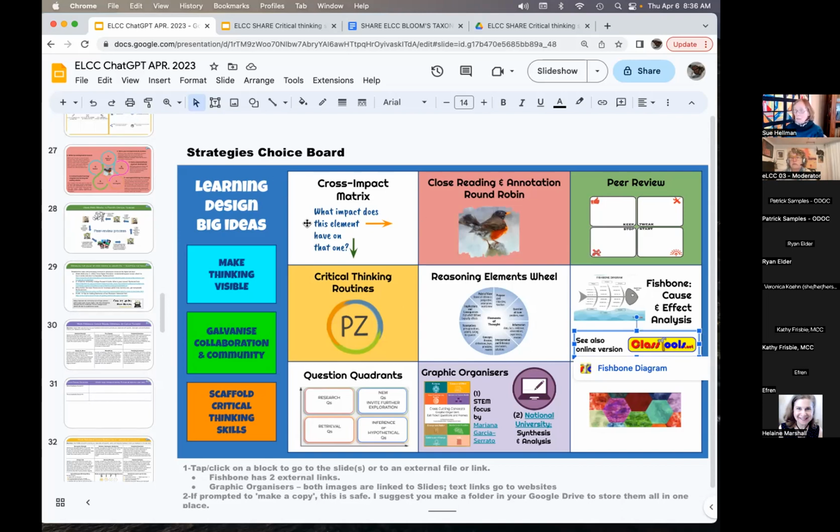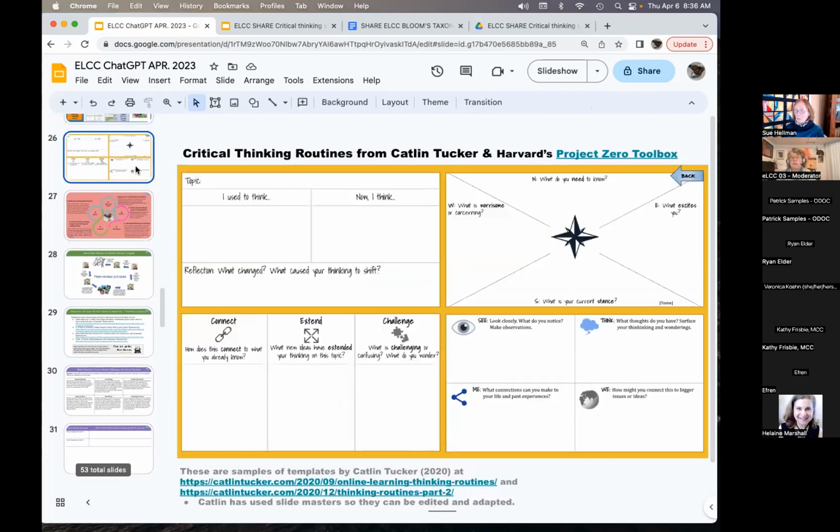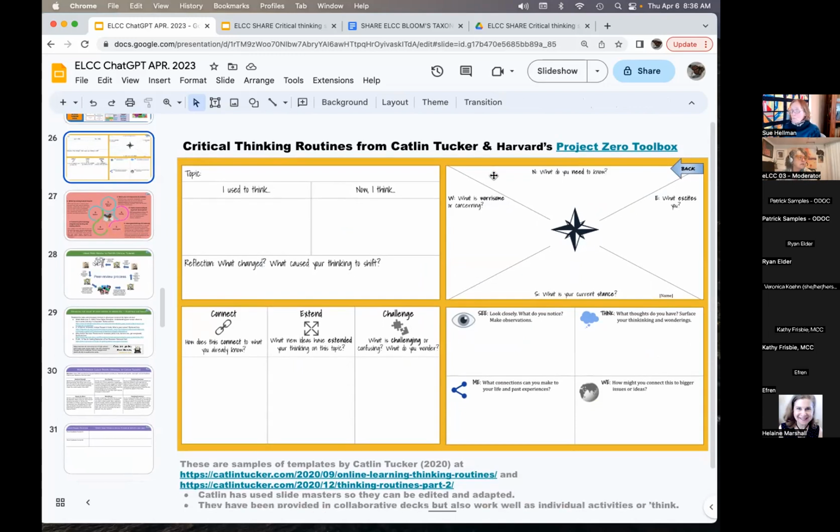Okay, so let me take you through the ones that are here first of all. All right, close the round robin. The first one that I'm showing is the critical thinking skills. These come from Harvard's Project Zero Critical Thinking Toolbox, and a fabulous educator named Caitlin Tucker created graphics that you can use with your class. You can have them as a think, pair, share, you can have them as a jigsaw, or you can simply put the students in groups and have them fill them in together.